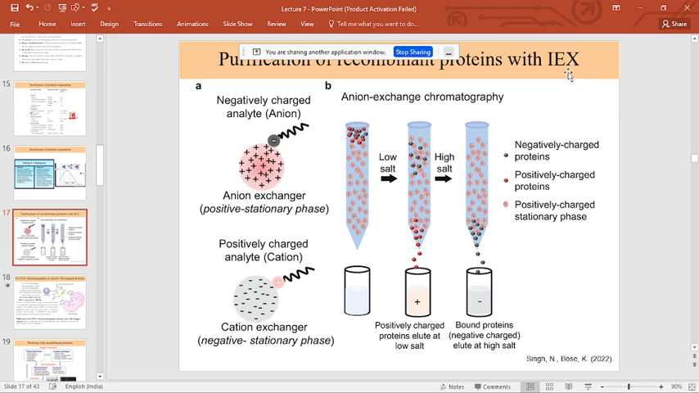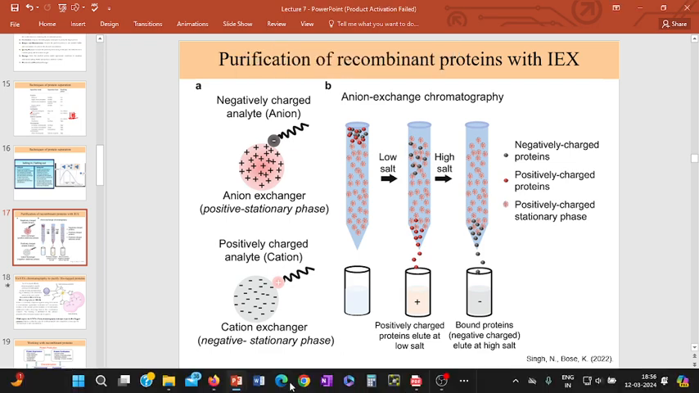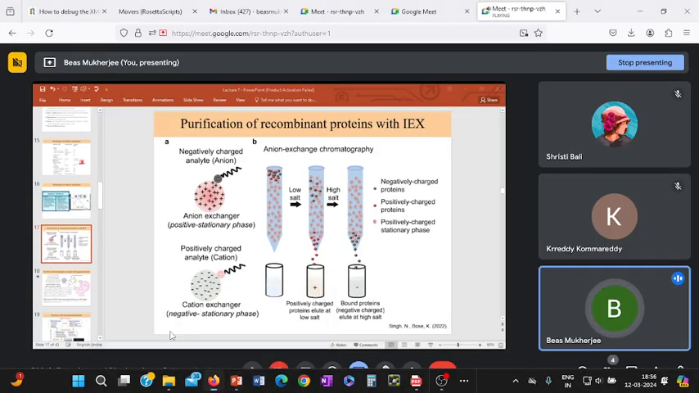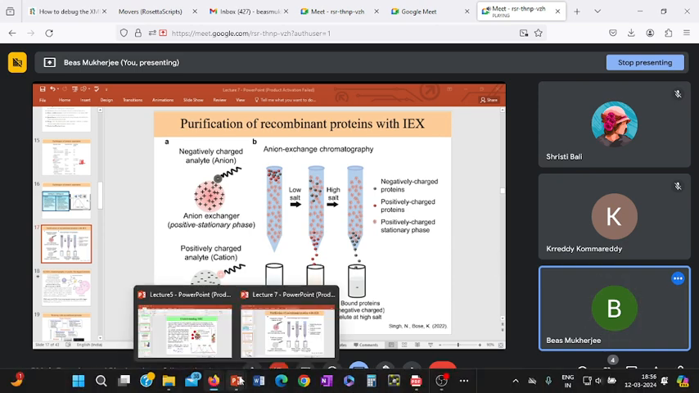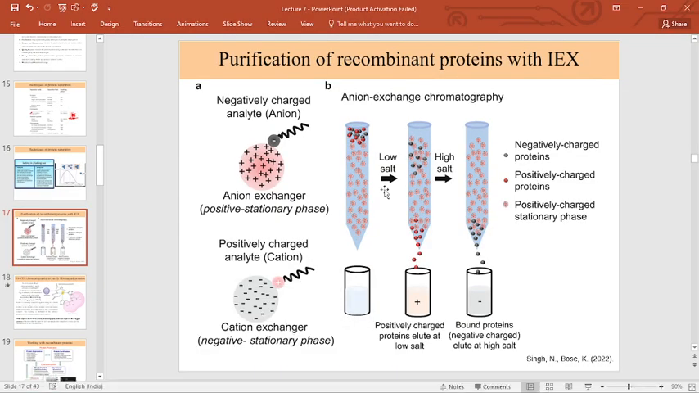Now we will again have a glance at the different chromatographic techniques. So we had already studied all of these. I hope the connection is better now. Okay, so we have already studied all of this.